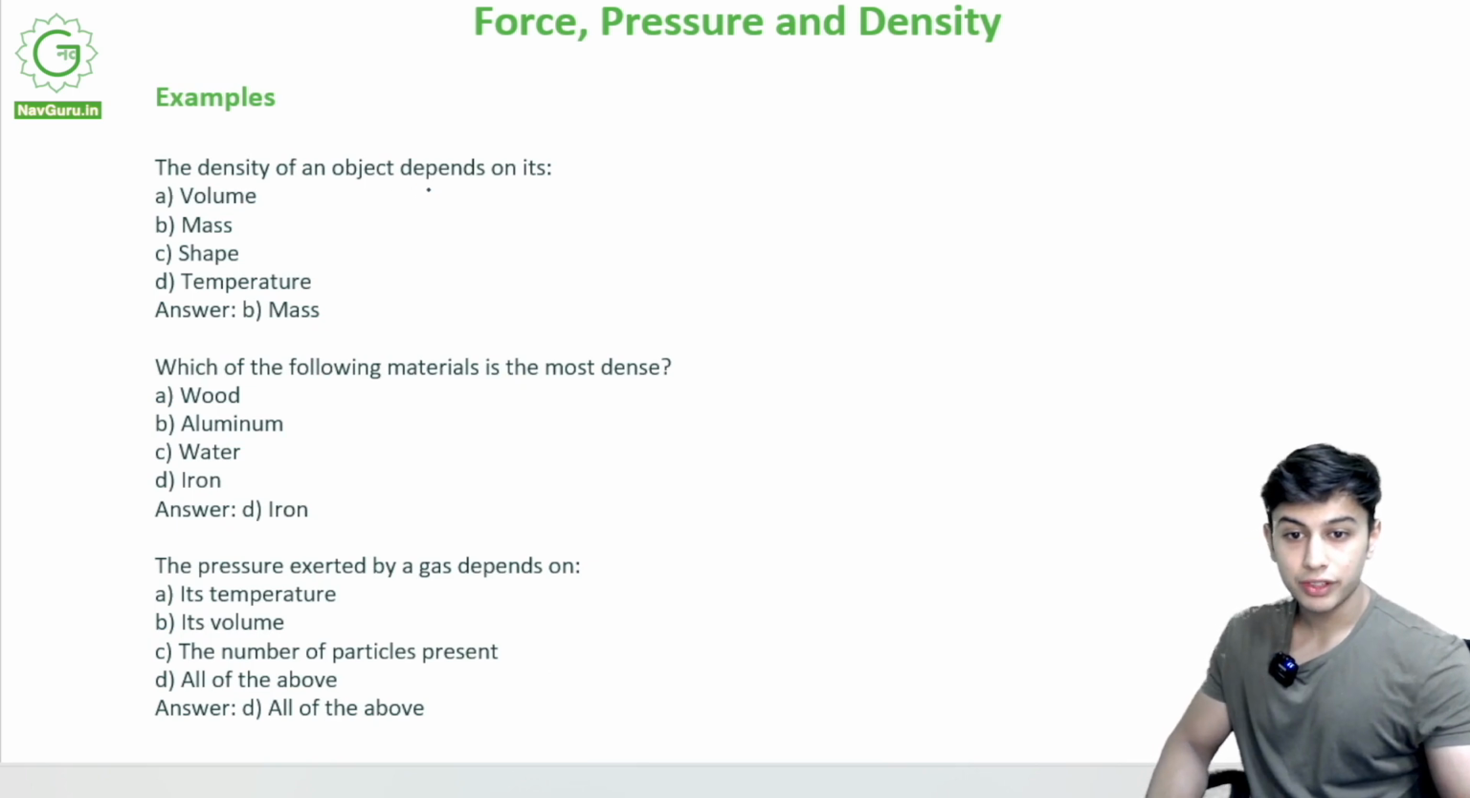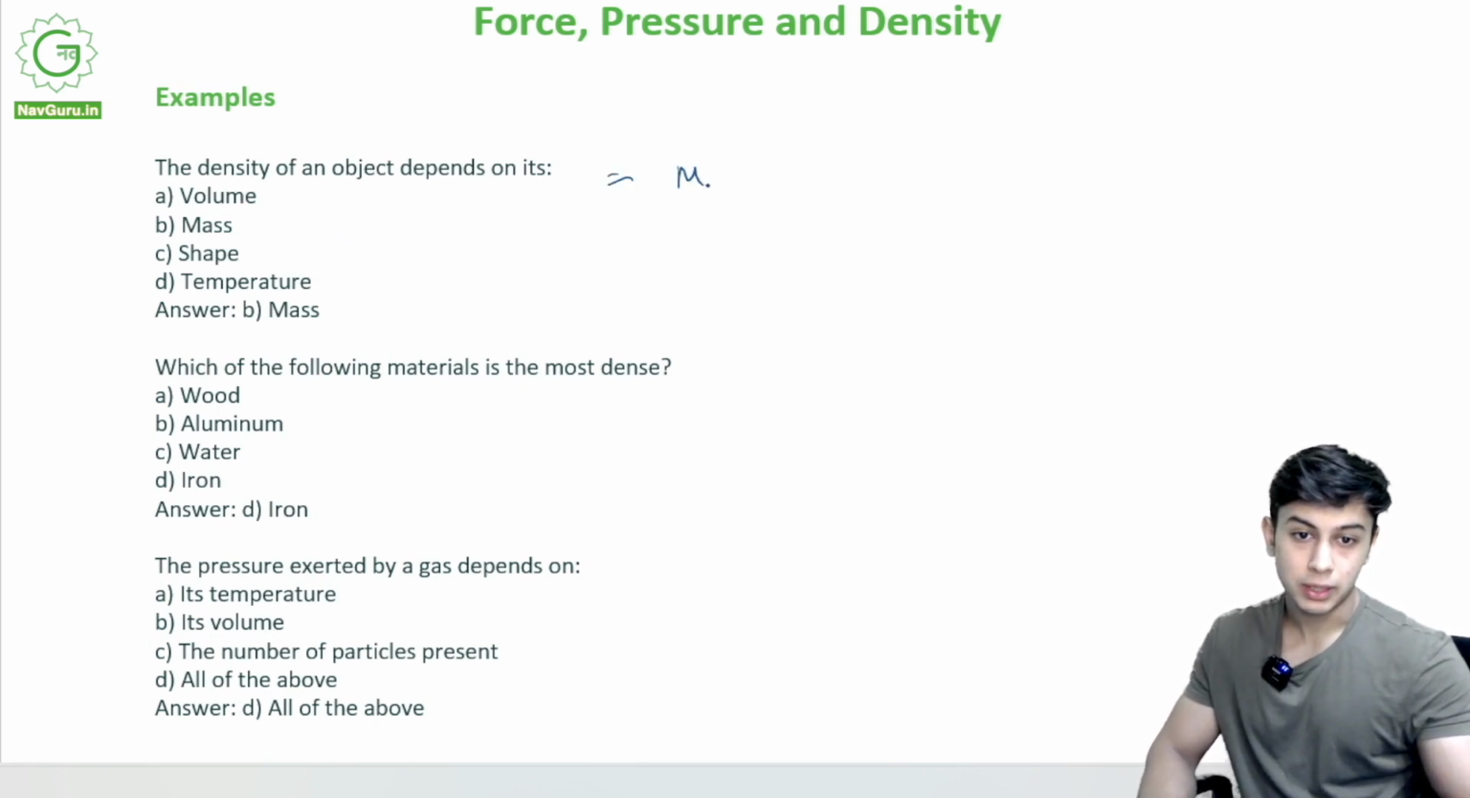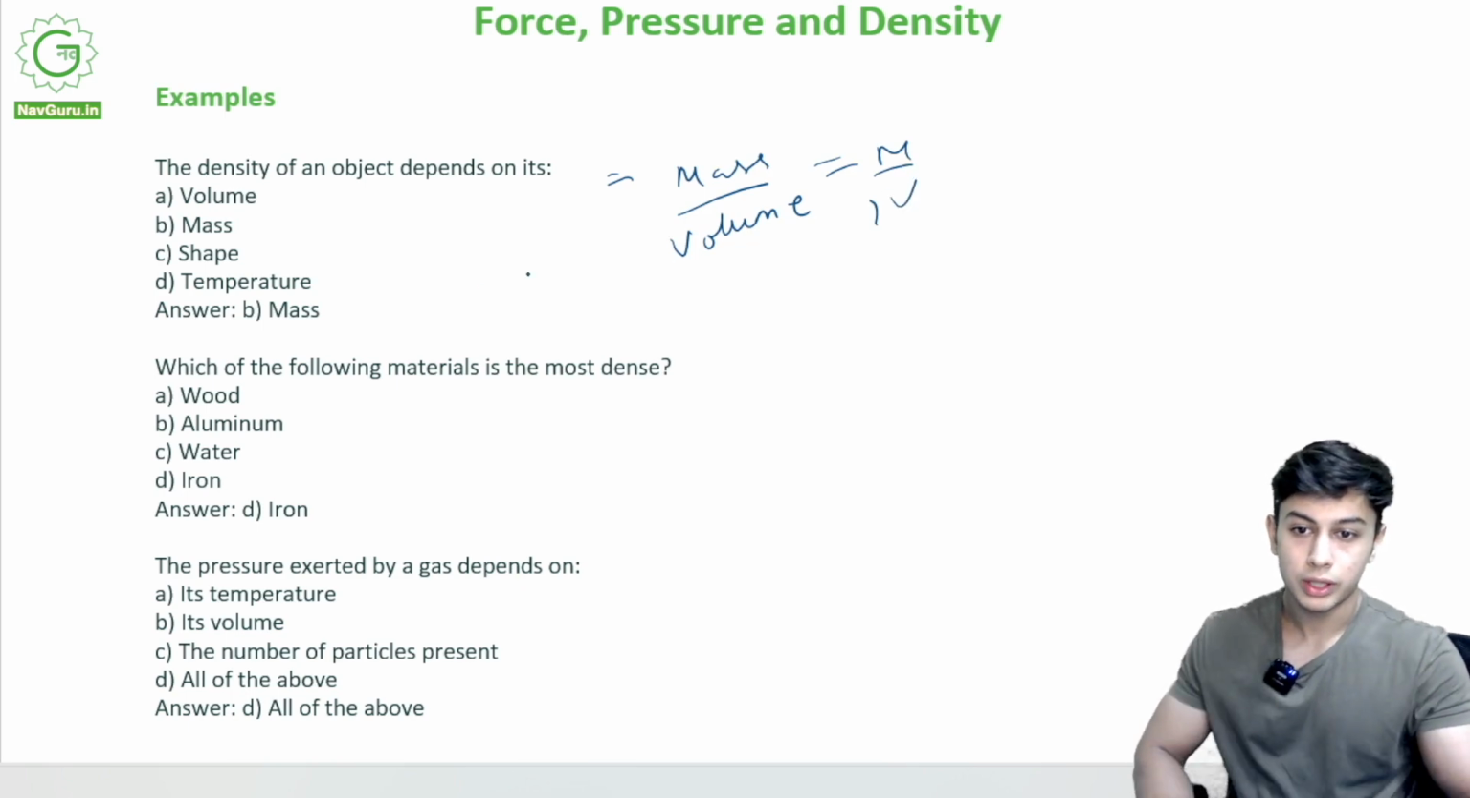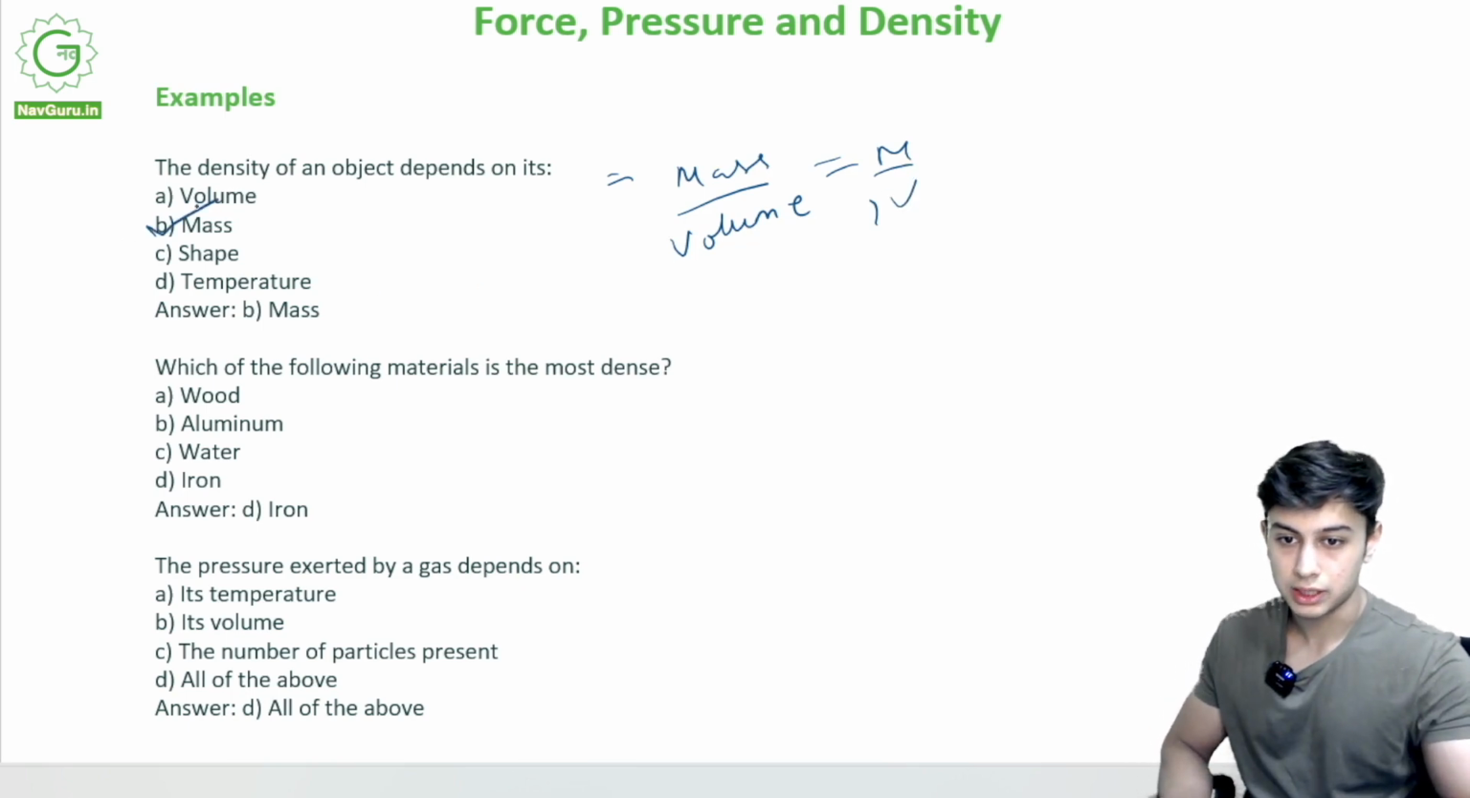The density of an object depends on its, what is density? Mass by volume. If you remember, m by v, what does it depend on? It depends upon its mass, and it depends upon the volume as well.